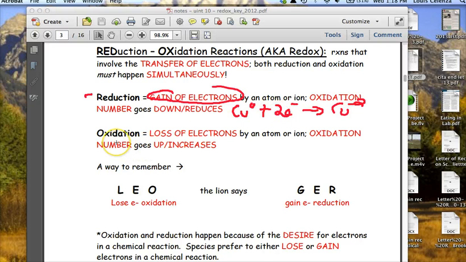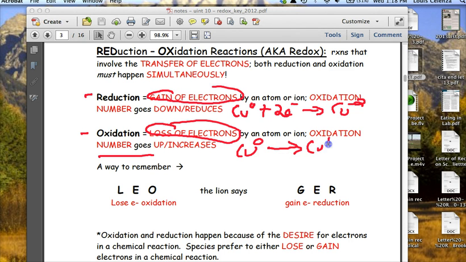The next one is oxidation. And oxidation and reduction are opposite processes. Oxidation is when an atom loses electrons and its oxidation number goes up. So if we did copper again, but now if it's losing electrons, the electrons would now be on the other side of the arrow. So it would now become a +2 oxidation number, and it lost 2 electrons. Notice what happened to the oxidation number. It went from 0 to +2.